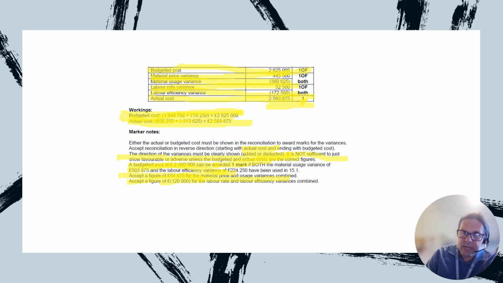So the net impact of material is 64,875 adverse, so we'd add it. The net impact of labour is 120,000 favourable, so we'd take it away. So you could do that as well. So just a few little bits to consider, but working out how to do the budgeted cost of actual production and the actual cost from there, that's half your marks. But making sure you add or subtract, so many students lose it because they don't do it, and you're not going to get given a layout, so make sure that you can lay out the reconciliation.